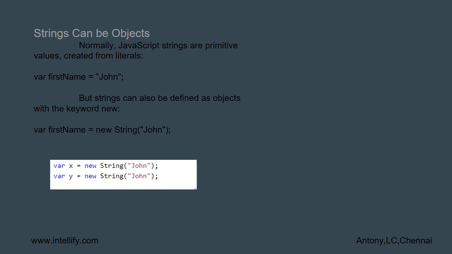A string can also be an object. Normally, JavaScript strings are primitive values created from literals. For example, the first name is given as John, but a string can also be defined as an object with the keyword new. The first name is equal to new String, and within the parentheses John is given. Strings can be given in double quotes or single quotes.